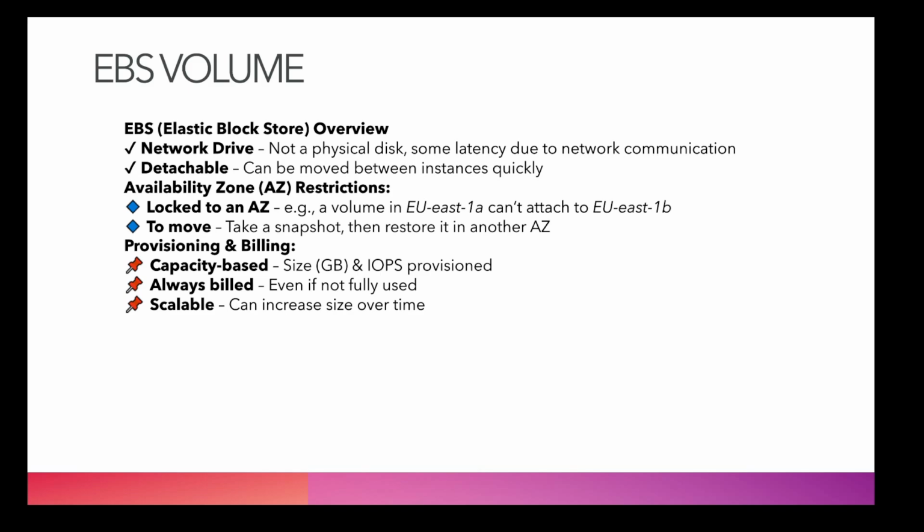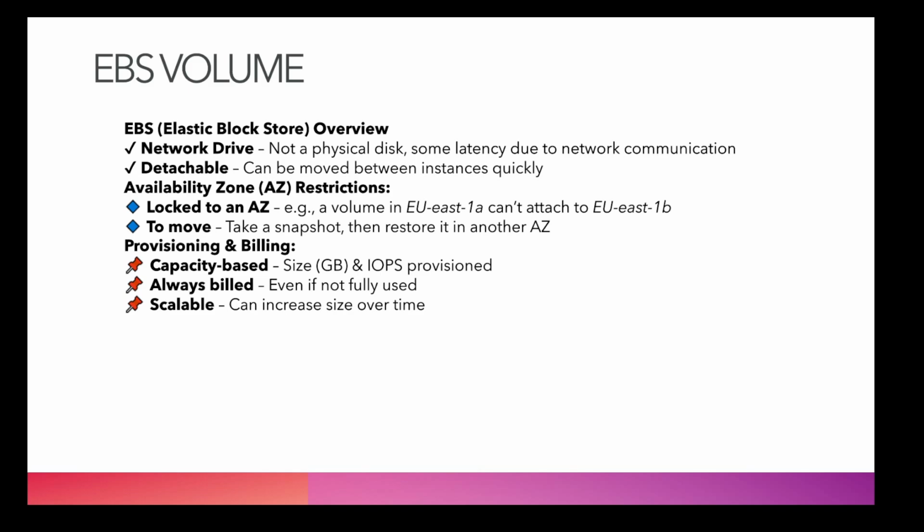Let's take a closer look. EBS volumes function as network drives, which are not physical disks. The communication between an instance and an EBS volume relies entirely on the network, meaning there could be some latency as the system communicates across different servers. On the positive side, because EBS volumes can be viewed as network drives, they can be swiftly detached from one EC2 instance and attached to another. This flexibility is particularly beneficial during failover processes, for instance.